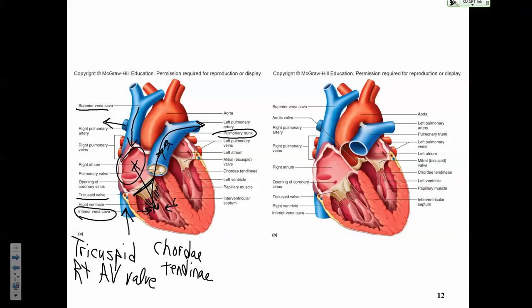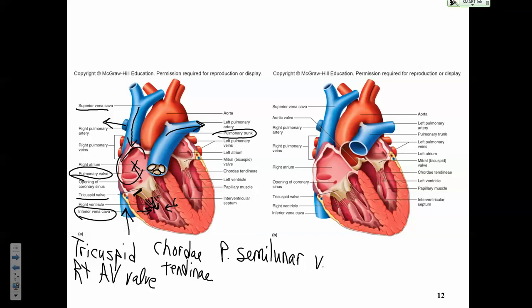Pulmonary trunk. It's okay for me if you call it pulmonary artery because it quickly branches into the left and the right pulmonary arteries. At the base of it is our second valve, and it is called the pulmonary valve. A lot of times you refer to it as a pulmonary semilunar valve, which is like half moons. Pulmonary semilunar valve. Do you see how it's got three little pouches?